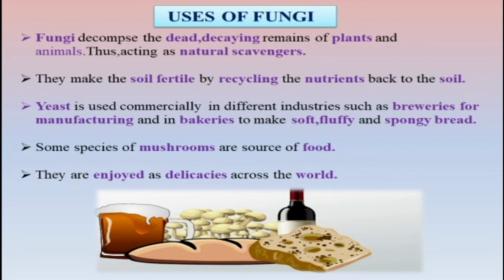Uses of fungi: fungi decompose dead and decaying remains of plants and animals, thus acting as natural scavengers. They make the soil fertile by recycling the nutrients back to the soil. As already said, all the dead and decaying matter is decomposed by fungus, and the nutrients go to the soil. That soil is called fertile soil, and this is recycling.